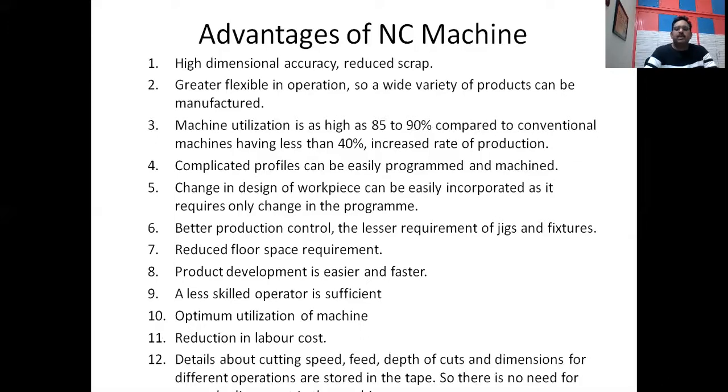Therefore, details about cutting speed, feed, depth of cuts, and dimensions for different operations are stored in the tape. So there is no need to remember what the speed is, what the feed is, and all these things. Because it is already stored, automatically it will take from that set of instructions. So these are the advantages of NC machine when compared to the traditional machining process.